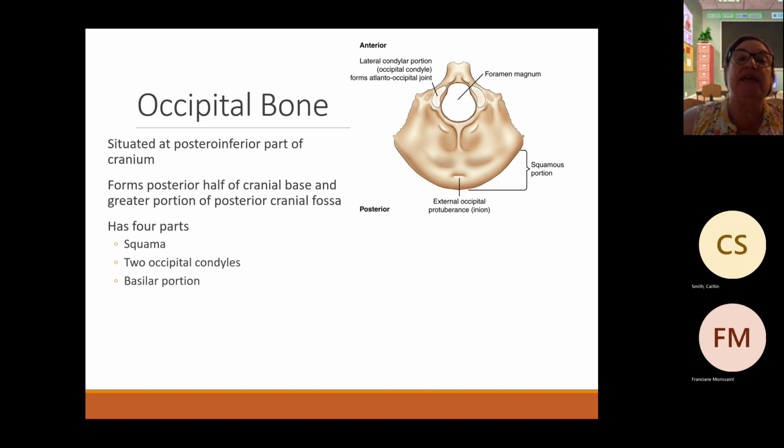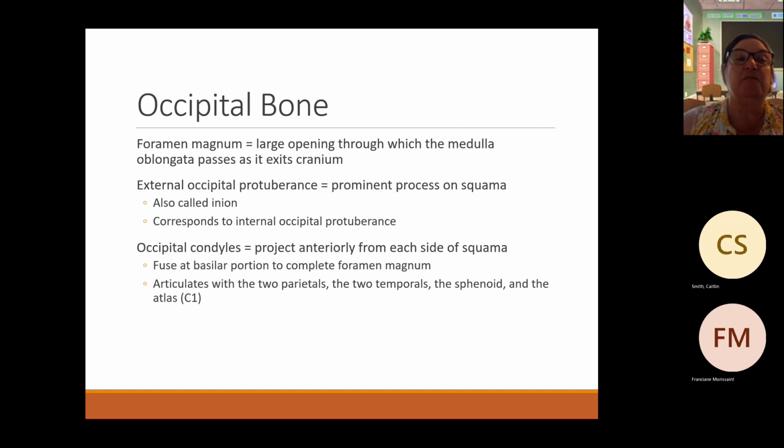What's important about the basilar portion is this part here will join with the dorsum sella of the sphenoid bone to form what's termed the clivus. And that's where the pons sits. So it's the pons of the brain that sits there. In the occipital bone, you have a hole, which is termed the foramen magnum. It's a large opening through which the medulla oblongata passes and exits the cranium.